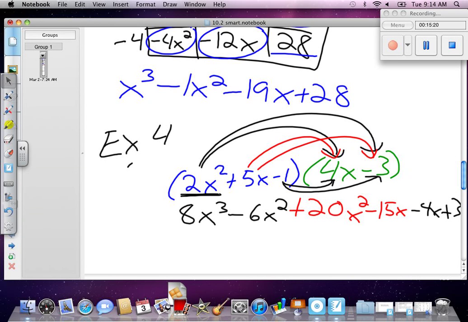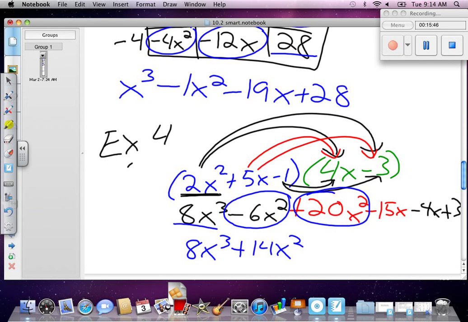Okay, now let's look at which ones are like terms. Is there any other x cubes? So that was it. Are there any x squareds? So I've got negative 6x squared and positive 20x squared. So 20 minus 6 gives me 14x squared. Okay. Are there any x's by themselves? We've got 15x, negative 15x, and negative 4x, which gives me negative 19x. Are there any numbers by themselves? Just 3, so we just put 3.